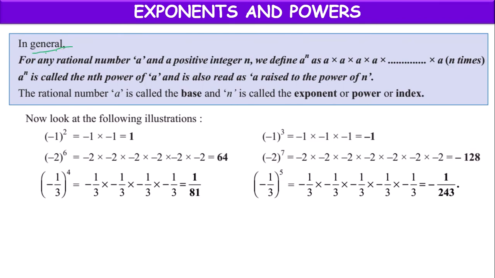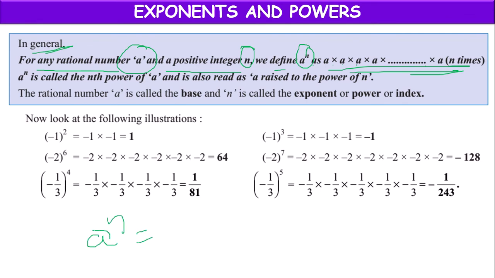Next one. So in general, for any rational number a and a positive integer n, we define a power n as a into a into a into a, n times. Like that we can define. So a power n means, what does it mean? Here a can be any rational number, a belongs to Q. n is a positive integer, n belongs to Z plus.